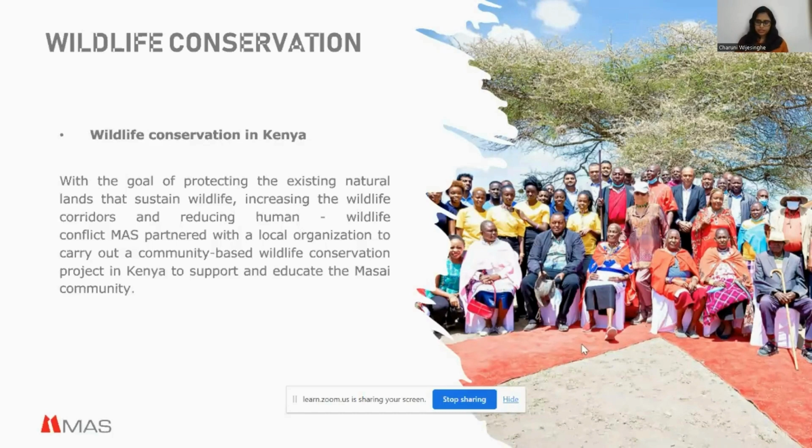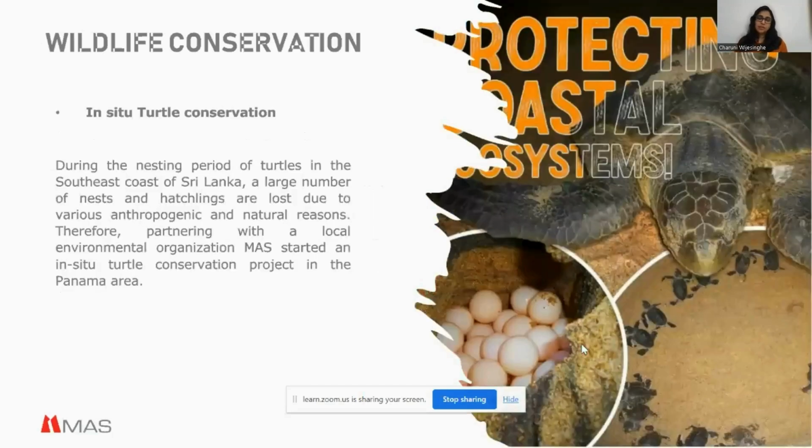This project also provides educational opportunities for families, because the incentives that we are providing are mainly focused on the 3 semesters of the students. We have identified that 85% of the incentives we provide will be used for educational purposes, because it starts with the semester starting. So this is one of the biggest projects that we started in 2022, targeting wildlife conservation. There's also another project that we have done: an in-situ turtle conservation project in the Panama area.